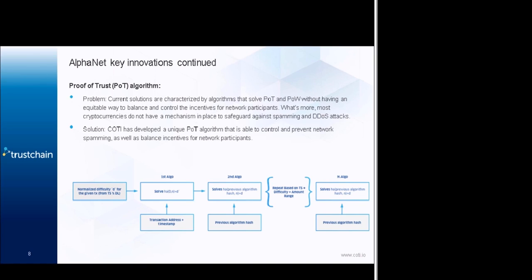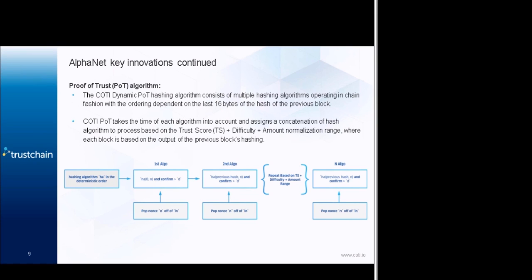Another problem the proof of trust is addressing is that in many platforms, there is no efficient way to balance incentive for network participants and also to safeguard against spamming and DDoS attacks. This is exactly what the proof of trust allows us to do, and the way that it works is that we concatenate different types of hashing algorithms operating in a chain fashion, connected together and selected randomly based on trust score, network difficulty level, and transaction amount, meaning each transaction has a different proof of trust needed to be confirmed.